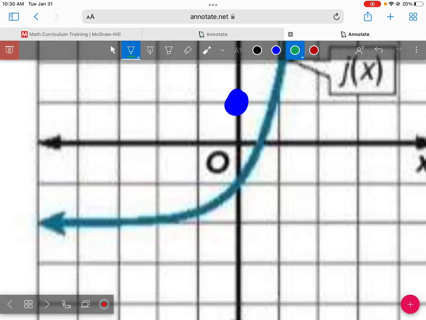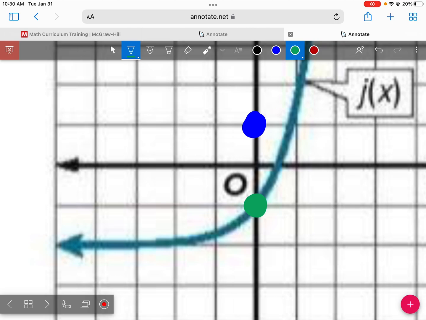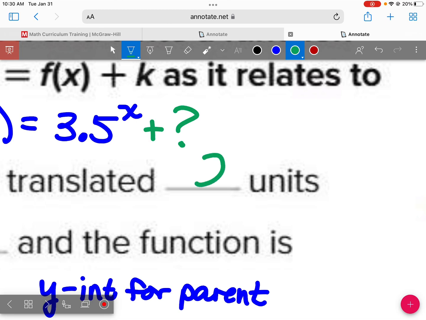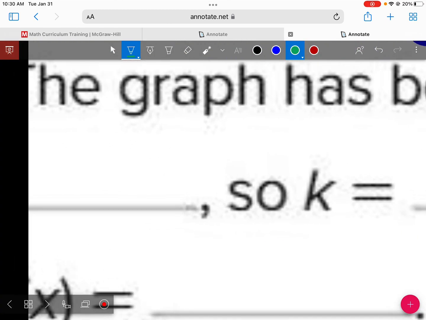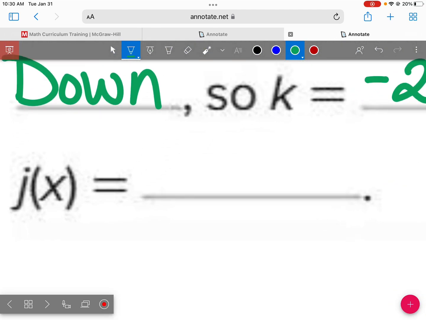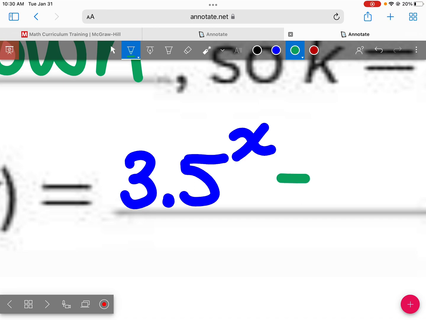Where's the y-intercept on this transformation? -1. So did it go up or down compared to the parent? It went down. How far down? 2. So the graph has been translated 2 units down. So what is our k value then if it went down 2 units? -2. So j of x is 3.5 to the power of x minus 2.